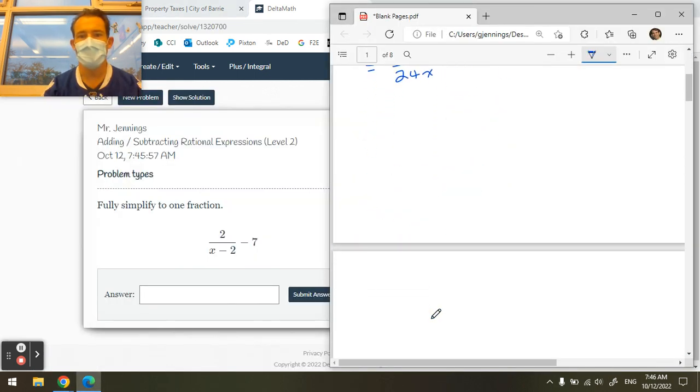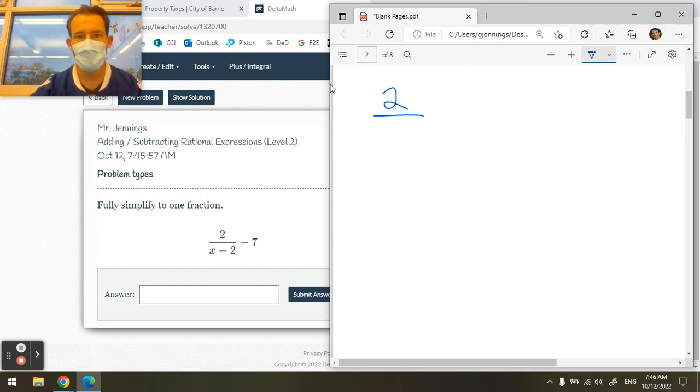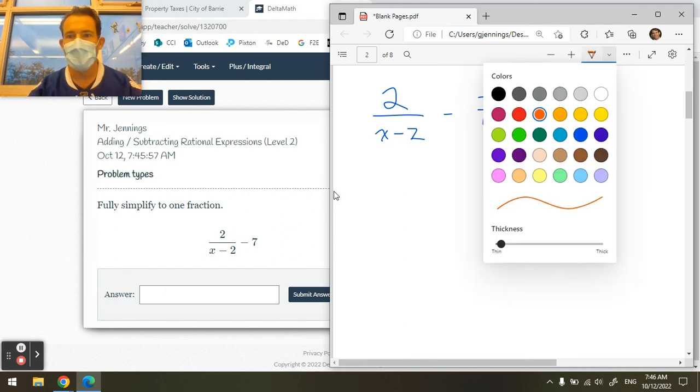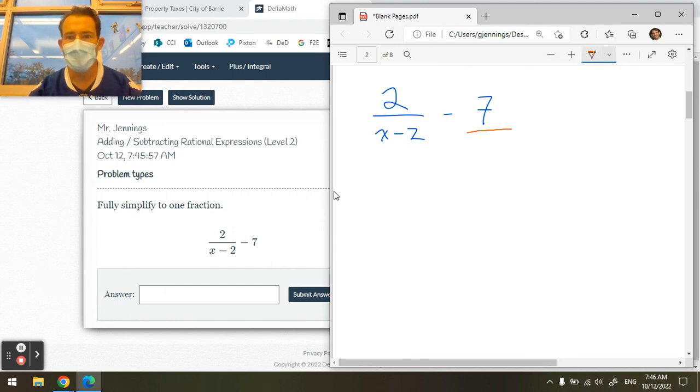Again, same start. You're going to copy it down carefully. 2 over x minus 2 minus 7. Okay, this doesn't have a common denominator. We need to create a common denominator with 7. So let's multiply that by the denominator on the other side. So we're going to multiply it by x minus 2 on the bottom and x minus 2 on the top. Okay, so multiply that 7 by x minus 2, top and bottom.